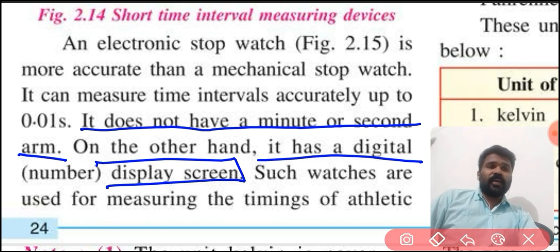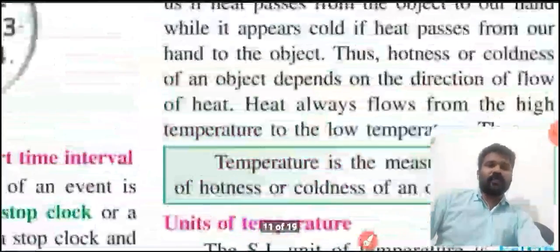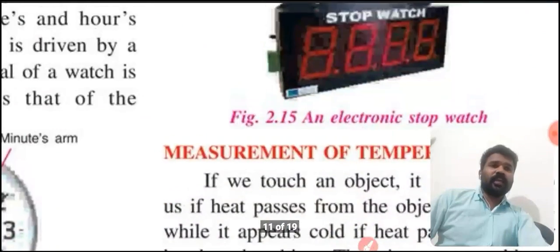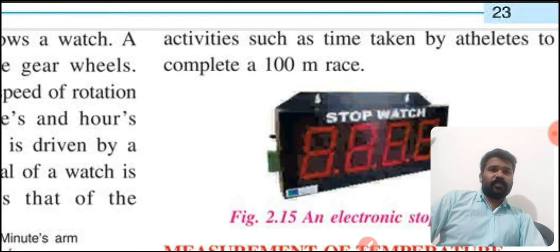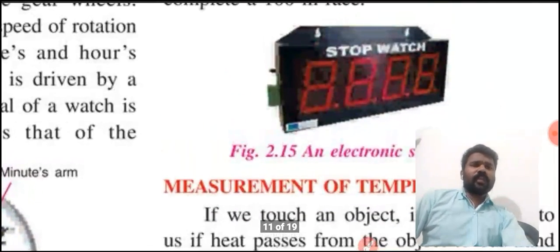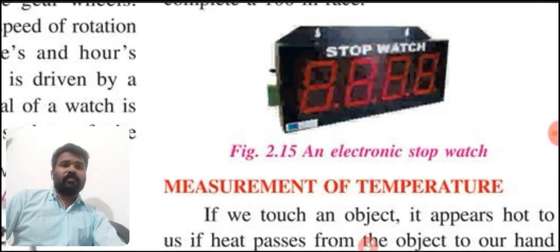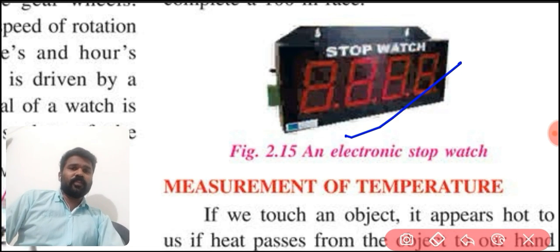Such watches are used for measuring the timings of athletics. For athletics, the running race and all, we are using an electronic stopwatch like this. Here is a diagram of an electronic stopwatch.